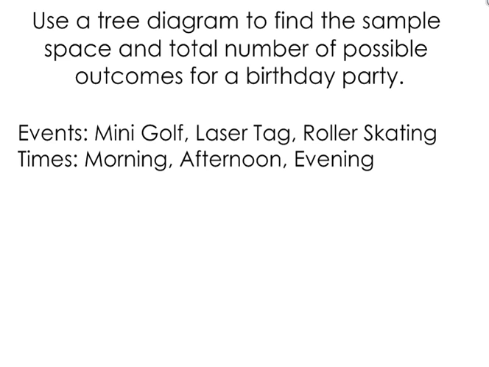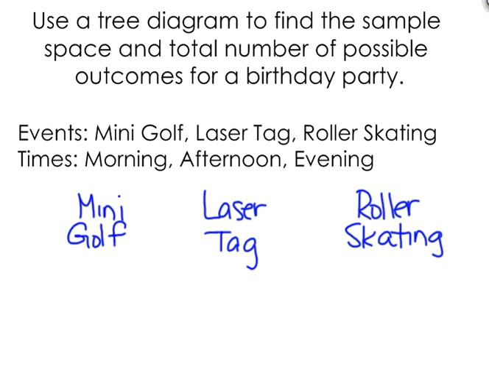So for this birthday party, there are 3 events that I can choose from. The first one is mini golf, then laser tag, and then roller skating. So I'm going to start off the first level of my tree diagram by listing off my 3 possible outcomes. All right, so now we have the first level of the tree diagram, which is the events. And then from each of those 3 events, we're going to list off the 3 possible times that we have, which are morning, afternoon, and evening.